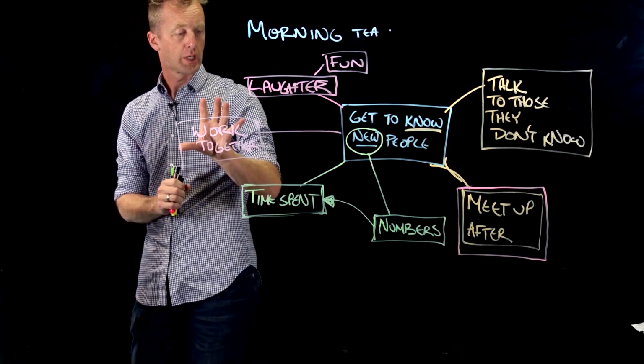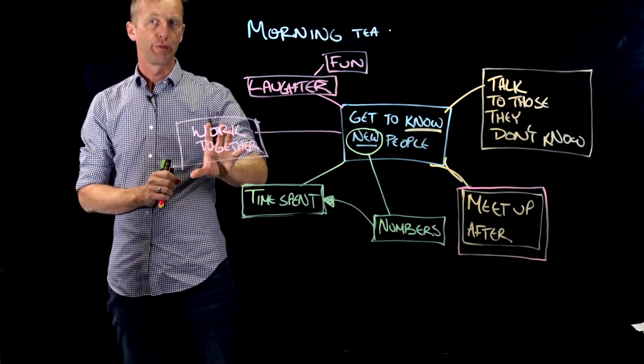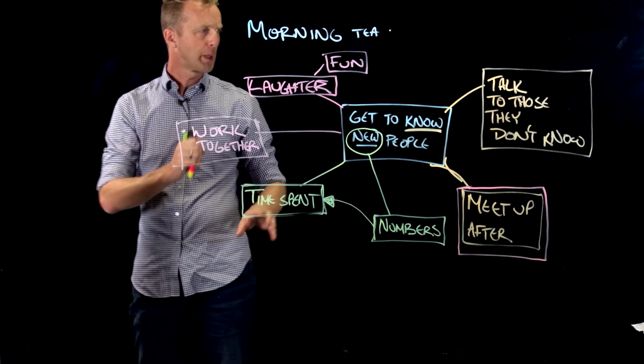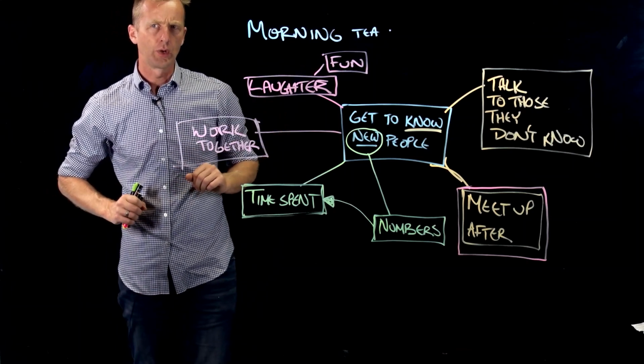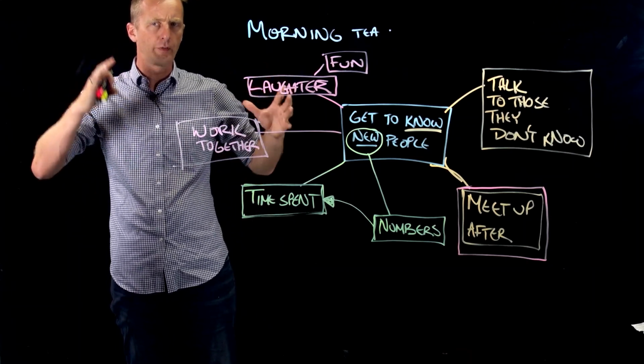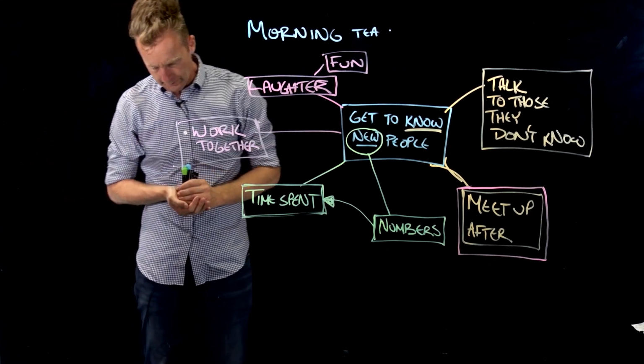If everybody worked together, is that enough? Or is there something else that we're missing? You know, what if people spoke to those that they don't know, but fights broke out? Would that be okay? That just helps you to expand your definition of what success looks like.